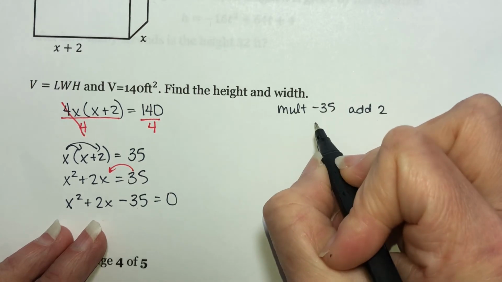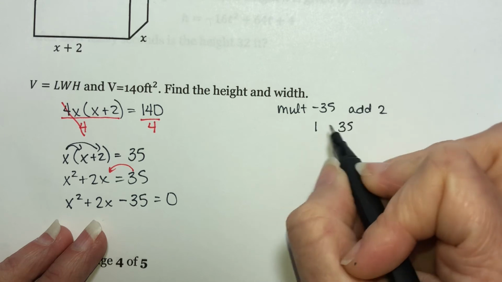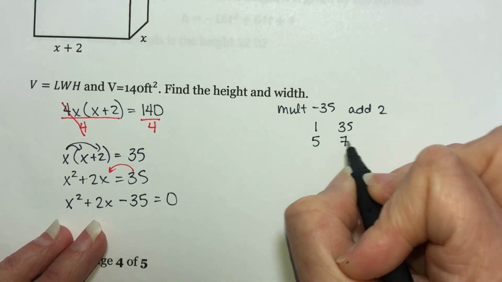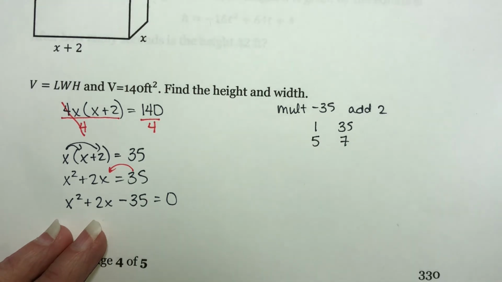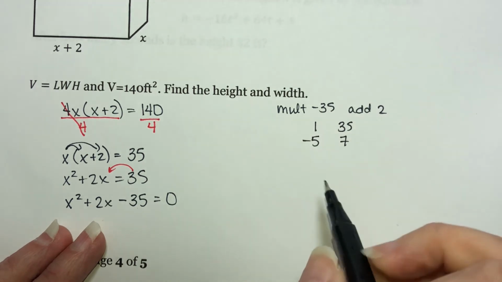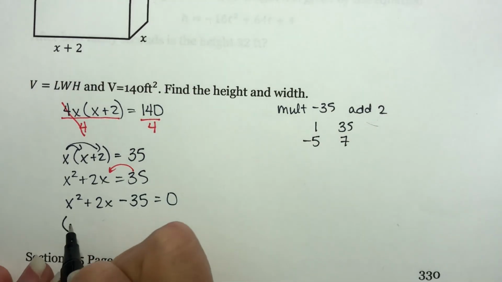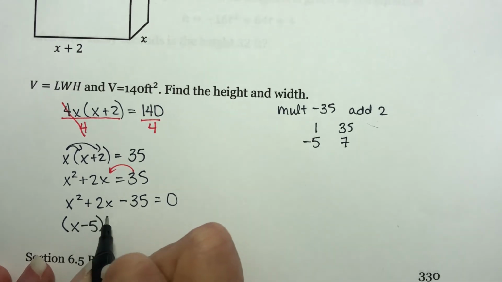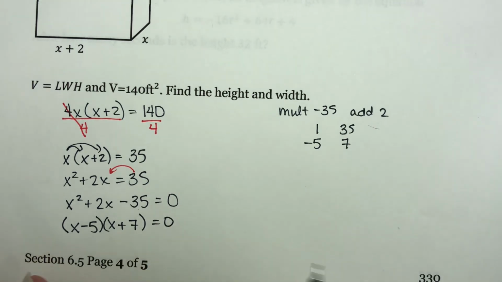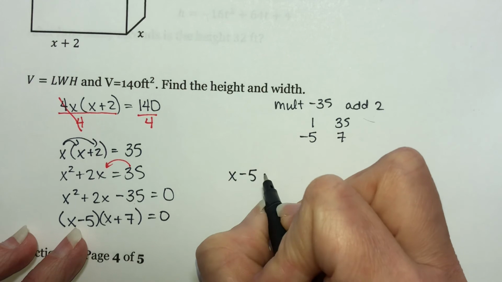Things that multiply to 35 are 1 and 35. 2 doesn't work, 3 doesn't work, 4 doesn't work, 5 and 7, and that's pretty much it. Okay, so one of these needs to be negative, and it will be the negative 5. That's going to give me the positive 2. So this factors as x minus 5 times x plus 7 equal to 0. Now set each of these equal to 0 and solve.